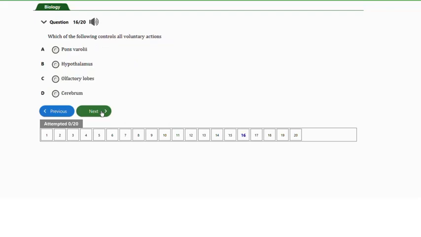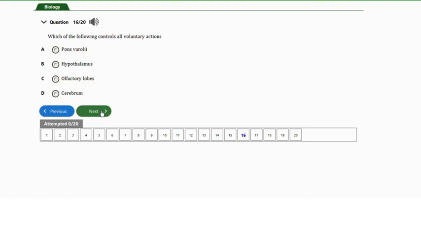So guys, let's look at the next question, question number 16. It says, which of the following controls all voluntary action? A, pons varoli, B, hypothalamus, C, olfactory lobes, and D, cerebrum. So guys, like we said earlier on, the cerebrum actually controls voluntary action.